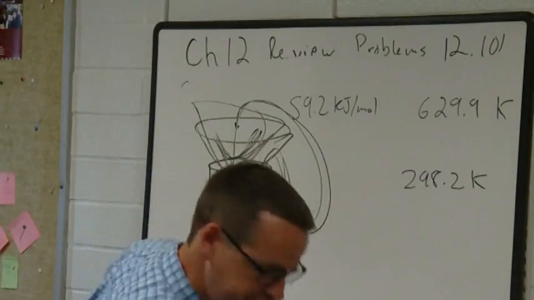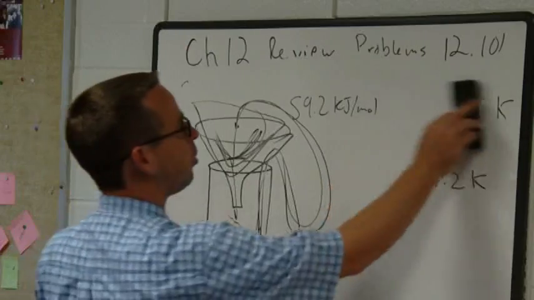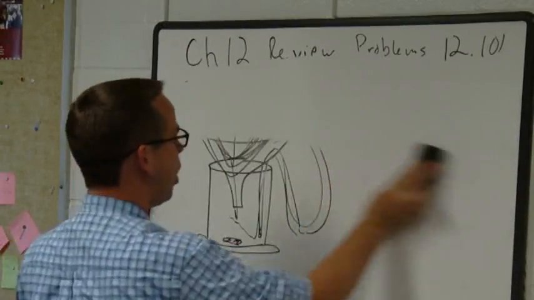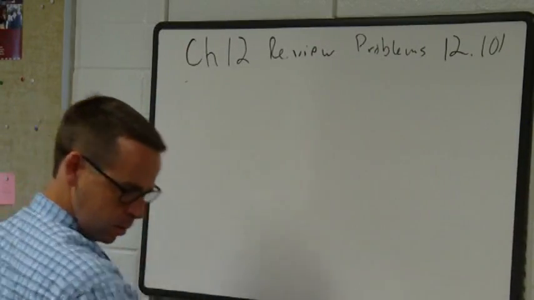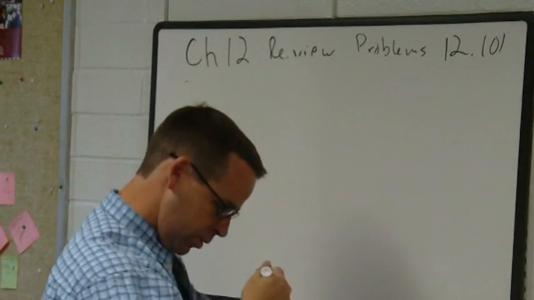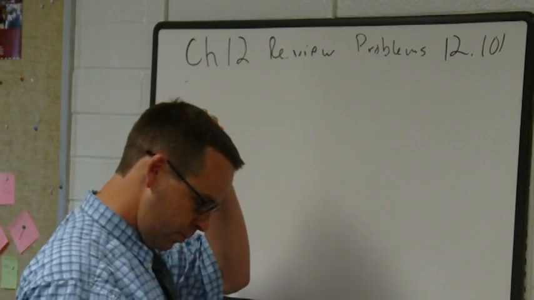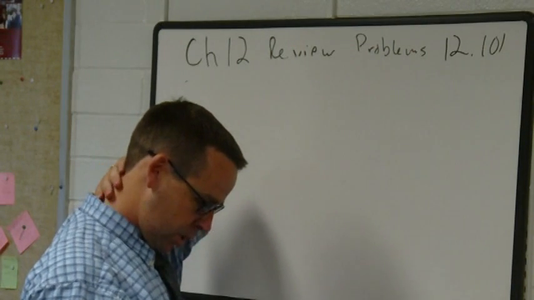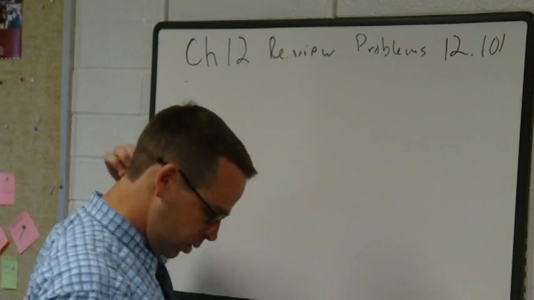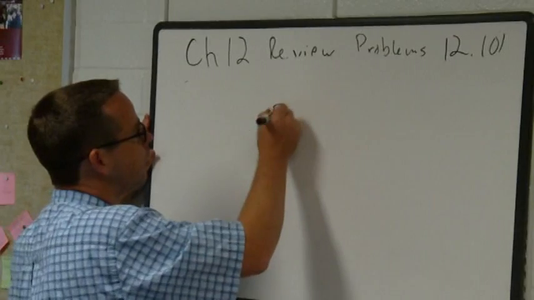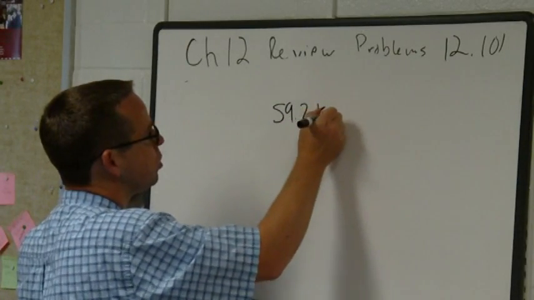So, chapter 12, problem 101. All right. So we have mercury. Mercury is used in barometers since it has such a low vapor pressure. The heat of vaporization of mercury is 59.2 kilojoules per mole.